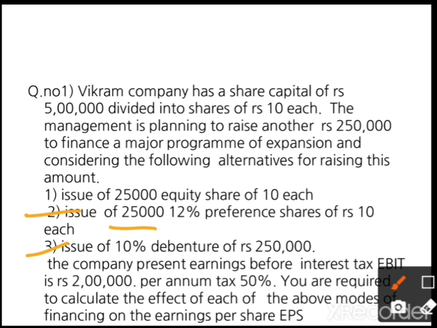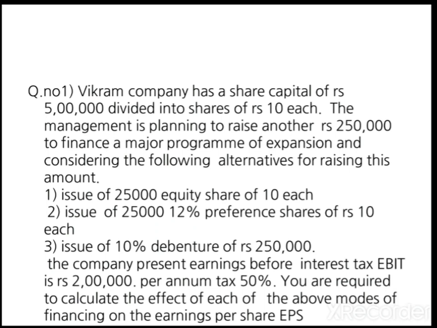It means plan 3 is purely debentures, at the rate of 10%. This rate is very important at the time of calculating the interest and the dividend. Is it clear? Okay, and next, this is very important because EBIT, or operating cost, is very important. The company's present earning before interest and tax is rupees 2 lakh per annum. The tax rate is 50%. You are required to calculate the EPS.